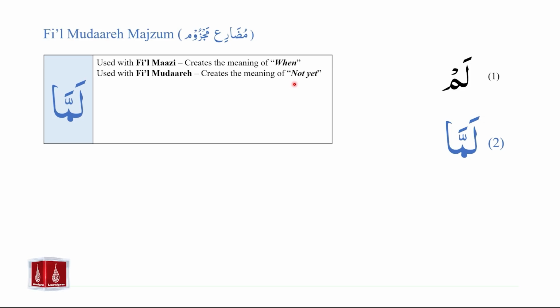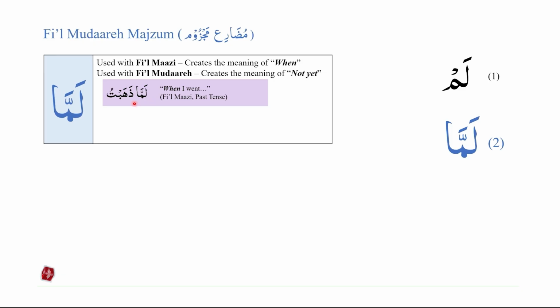Let us look at the first example. Here we have lamma zahabtu. So lamma is being used with fi'il mazi, which is zahabtu, and lamma zahabtu can be translated as when I went. In this case, lamma is being used with fi'il mazi and it creates the meaning of when.